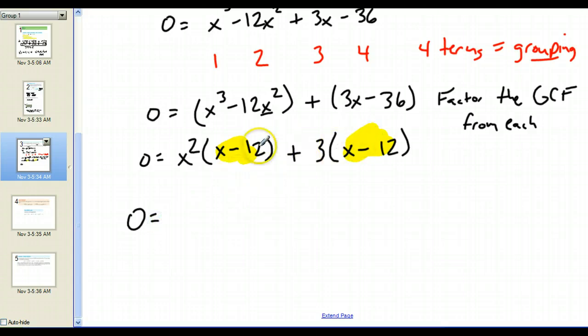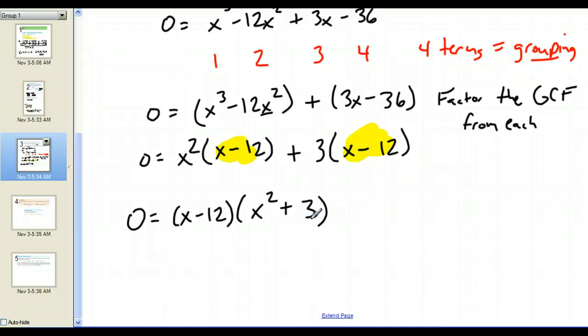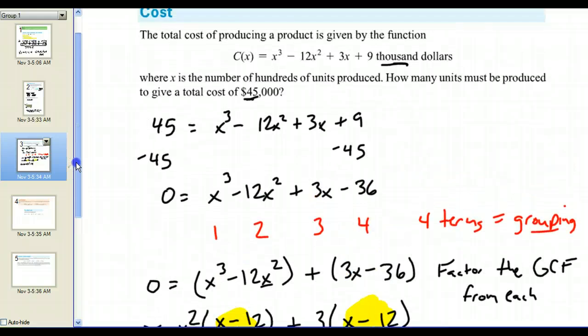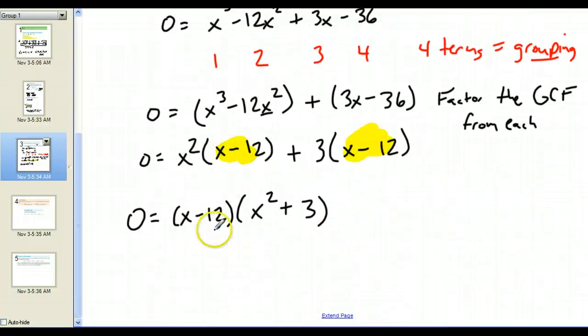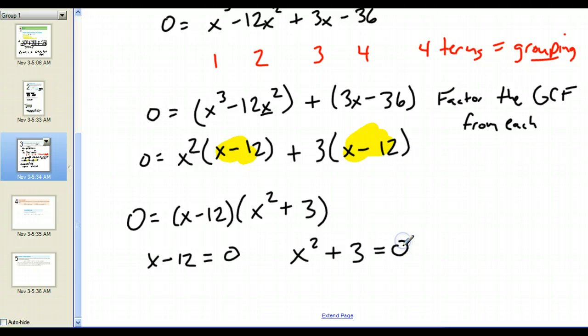Now, once you've done that, you pull this common factor out. X minus 12 is common to both. So I pull it out, and what's left is an x squared plus 3. Alright, now what we do from there, we've got something multiplied together equal to 0. This times this is equal to 0. So x minus 12 could be what's equal to 0, or it could be that x squared plus 3 is what's equal to 0.